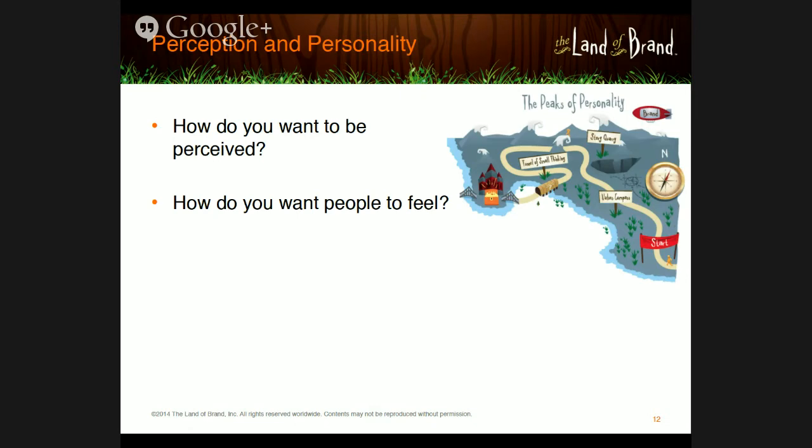So first, your perception and personality. Personality makes up a couple different things. Obviously, your personality is who you are, and as a coach, that is important in your brand because you are who people are hiring. And you need to decide how you want to be perceived. So how do you want people to relate to you? How do you want them to describe you when you're not in the room? So when I am referring people to you, what do you want people to be saying about you?